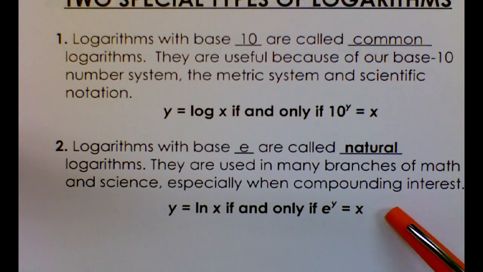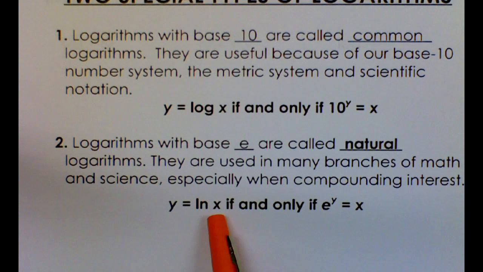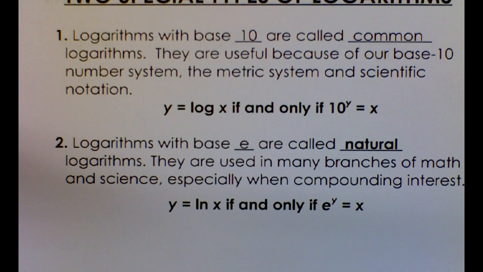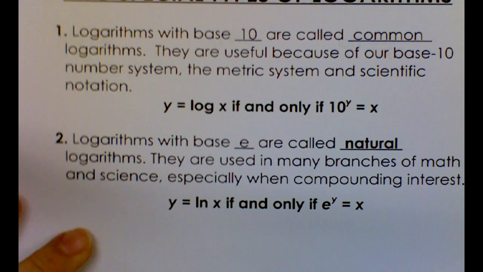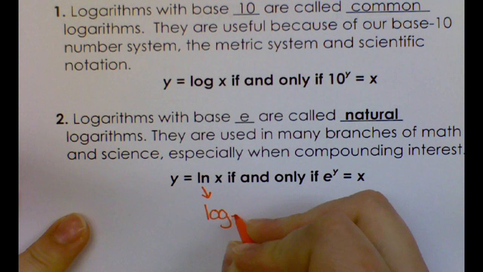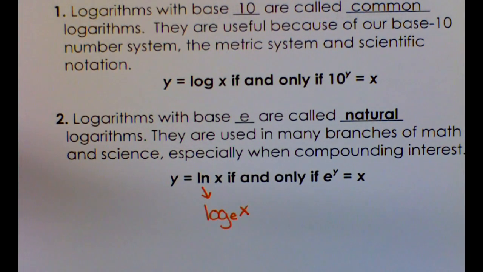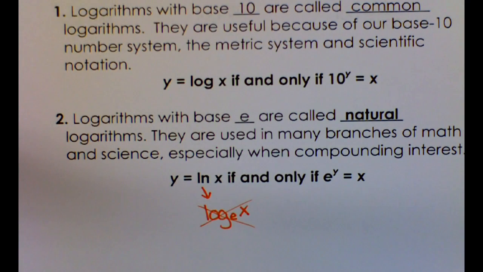And then we have logarithms with a base of e. We call those natural logarithms. They're used in many branches of math and science, especially with compounding interest. So y equals ln. ln is natural log. I think of it as log natural. If and only if e to the y power equals x. Natural log is really just a log base e. We never write this, but that's what it is.